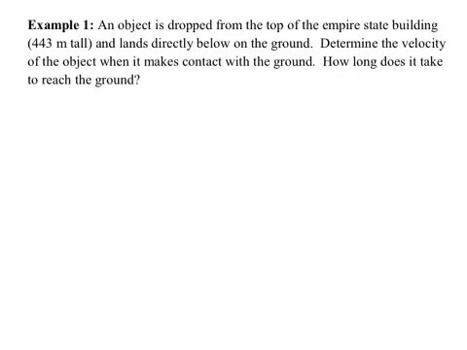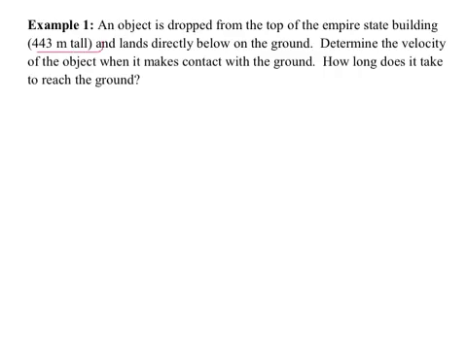Okay, let's take a look at example 1 here. An object is dropped from the top of the Empire State Building, which is 443 meters tall, and lands directly below on the ground. Determine the velocity of the object when it makes contact with the ground, and call it the impact velocity, and how long it takes to reach the ground. So let's start with our givens.